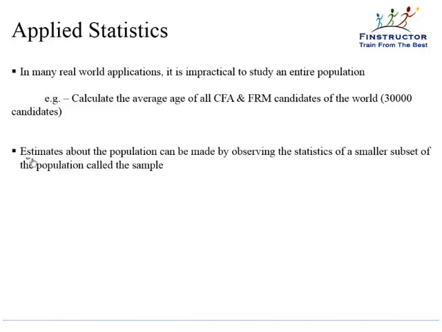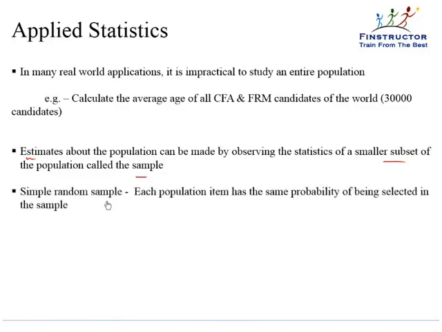So we can make an estimate about this average, or about the average age, by observing the statistics of a smaller subset called a sample. So I can take some sample and calculate the average age of that sample and use that to calculate an estimate of the average of the population.